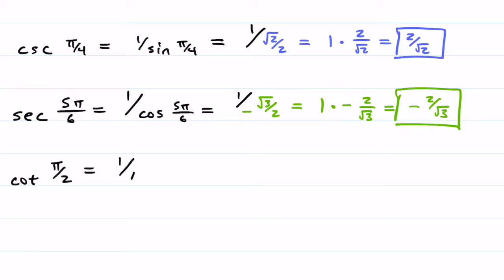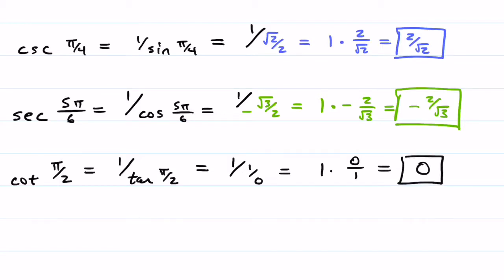Okay, cotangent pi over 2 is 1 over tan of pi over 2, which equals 1 over... so always remember, tan is y over x. So at pi over 2, the y value is 1 and the x value is 0, which means this is 1 times 0 over 1, which equals 0. So what's important here is that the calculator can't actually find this, because if you punch into your calculator, make sure you're in radians, tan of pi over 2, it says undefined. If you go 1 divided by undefined, it still says it's not defined.